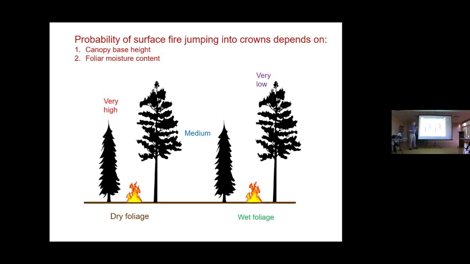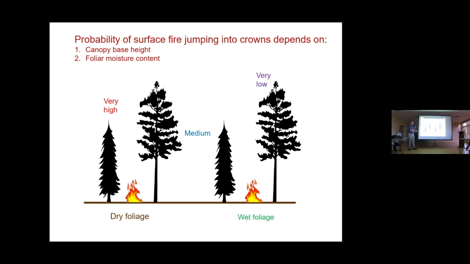to kill a small tree. Low canopy and dry foliage makes it very easy to jump into the crown. A high canopy base height and dry foliage or a low canopy base height and wet foliage are kind of medium examples. And then wet foliage, so it's not a drought, and a high canopy base height means there's a very low chance that the fire will jump from the ground into the canopy.